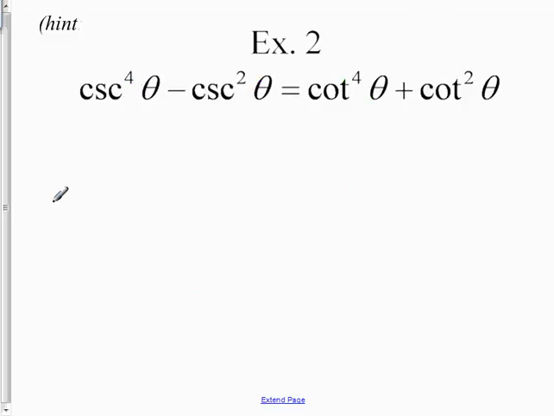Let's look at this guy here. This one's kind of tricky. You see here cosecant squared, cosecant to the fourth. So one thing to keep in mind, I'll reveal a hint, is that you're not dividing both sides. You're not taking the square root of both sides. Any operation that you have to do to both sides of an equation, you don't do in these. So my hint for you guys is to factor.